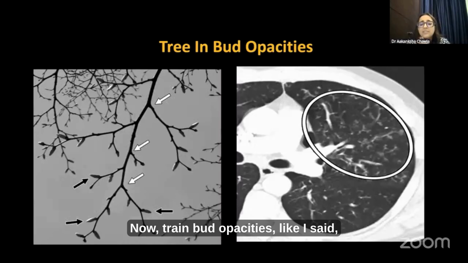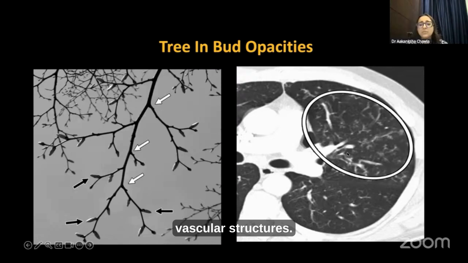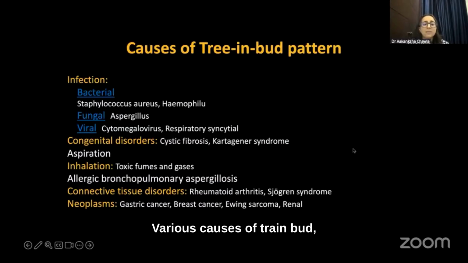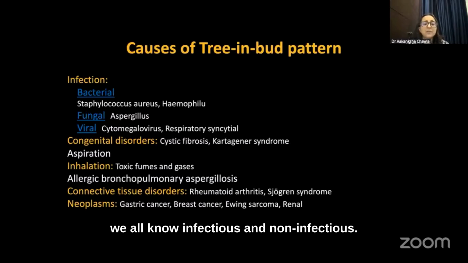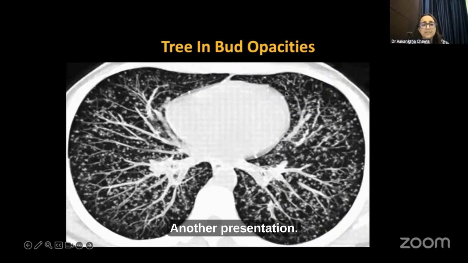Now, tree in bud opacities, like I said, are tiny clustered centrilobular nodules with linear branching opacities adjacent to vascular structures. Various causes of tree in bud, we all know, infectious and non-infectious. Then again, this is a CT showing you the tree in bud opacities. Another presentation.